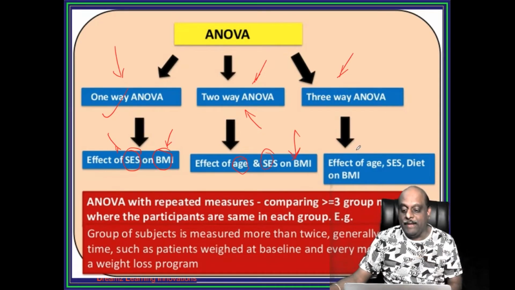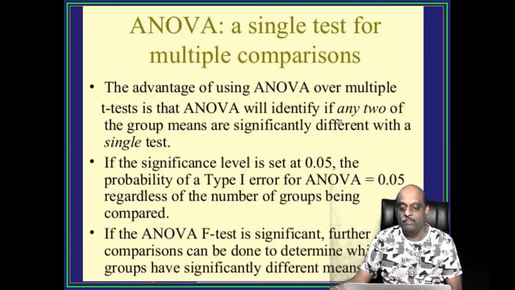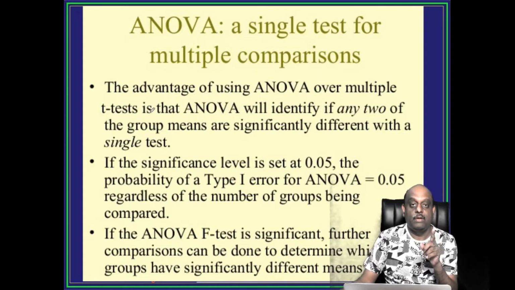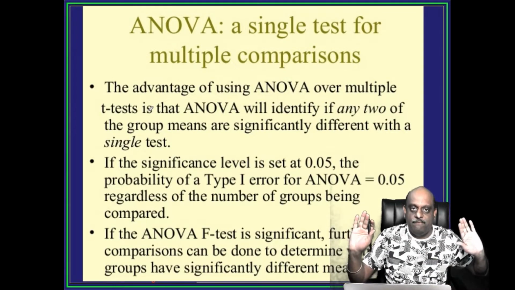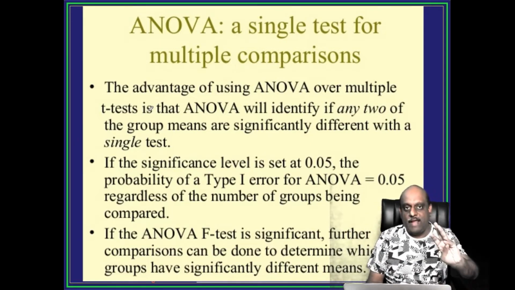Now if you are comparing age, socioeconomic status, diet on BMI, then you use three-way ANOVA. That's what you have to understand. So that's all. If we want to learn more than this, it's a waste of time.